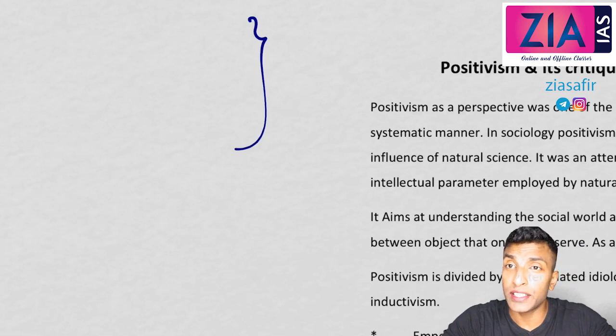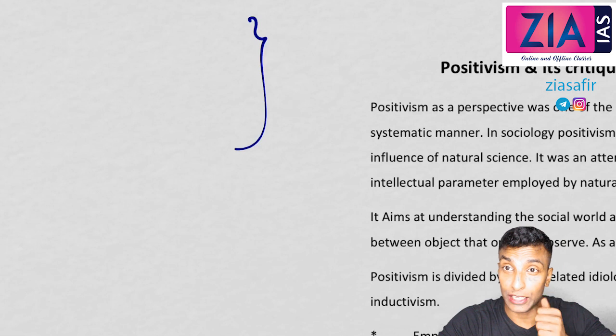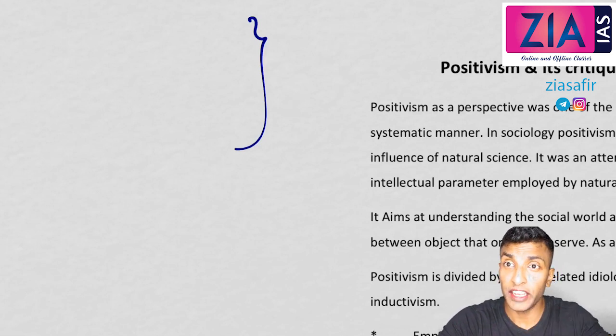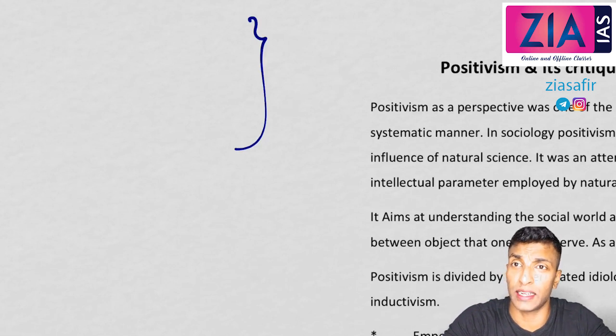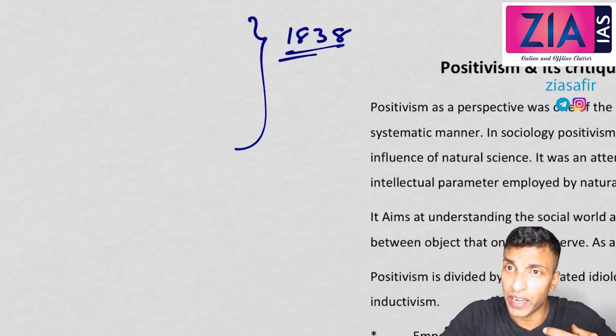Then what happened? Initial sociologists attempted to make sociology similar to the natural sciences, right? We have talked about Auguste Comte. He stressed framing universal laws of social organization. Why? To make sociology similar to natural science. Why this attempt to make sociology similar to natural science? Because at that time, this was a very young discipline. Sociology emerged in 1838, a very young discipline.